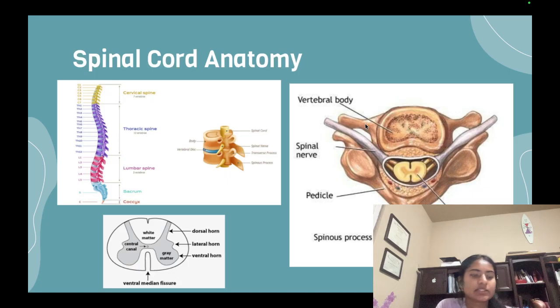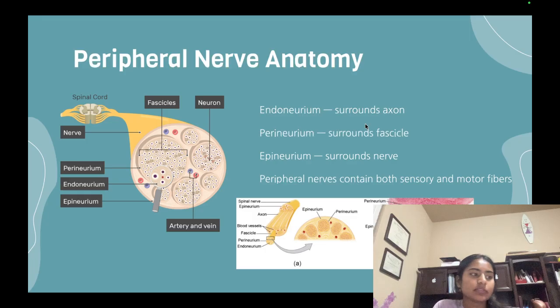Peripheral nerves consist of bundles of axons called fascicles. Each nerve is organized in layers to protect these axons and keep their signals from interfering with each other. There are three main layers of connective tissue, which are the endoneurium, perineurium, and epineurium.